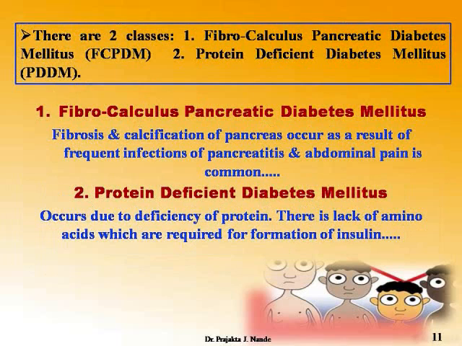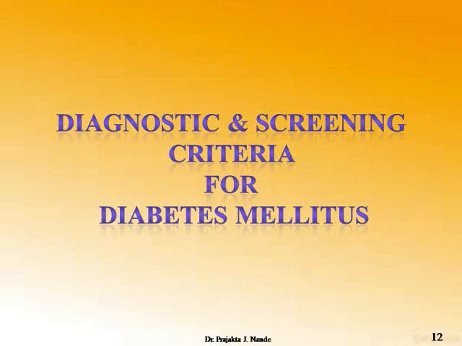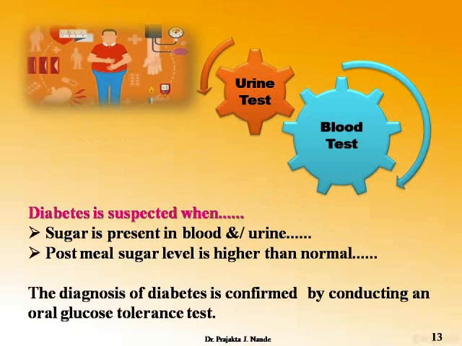There are two main classes of MRDM. One is FCPDM and second one is PDDM. FCPDM is fibrocalculous pancreatic diabetes mellitus. There is fibrosis and calcification of the pancreas as a result of frequent infections like pancreatitis, and abdominal pain is common in these cases. Then there is protein deficient diabetes mellitus. It occurs due to deficiency of protein, and there is lack of amino acids which are required for formation of insulin.